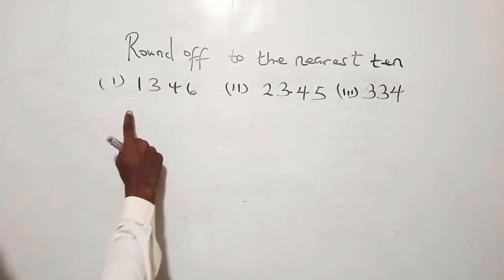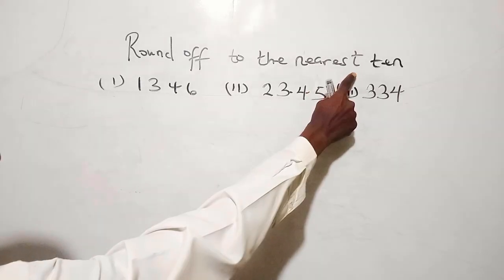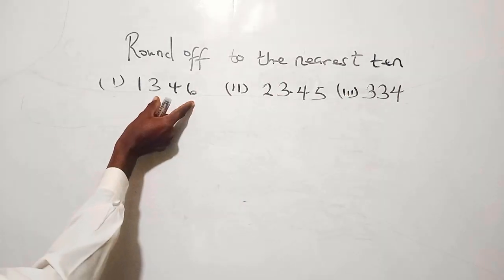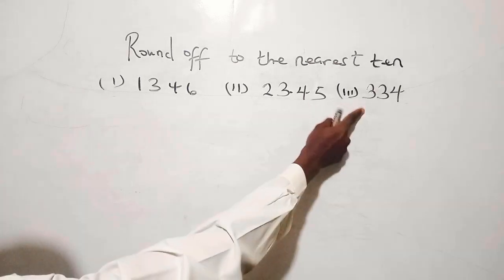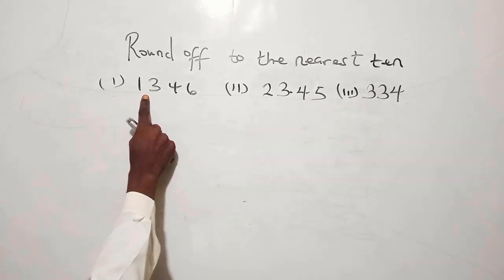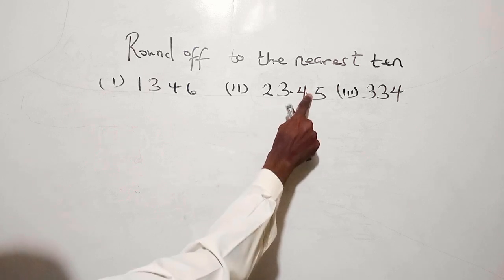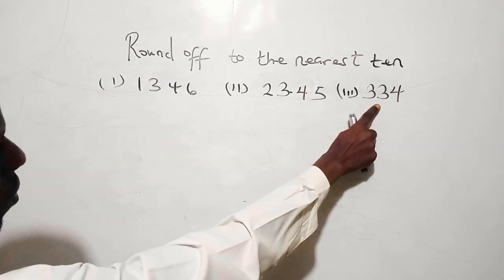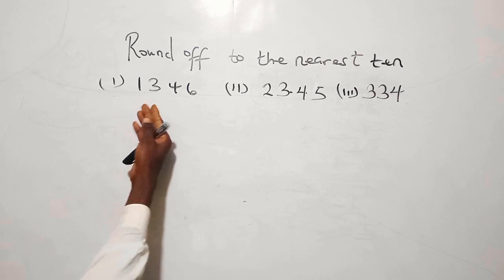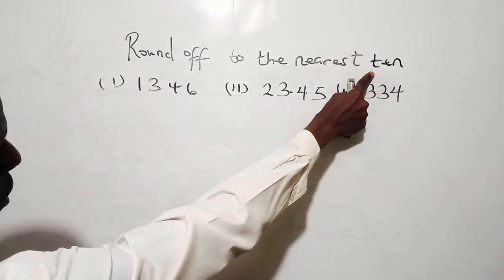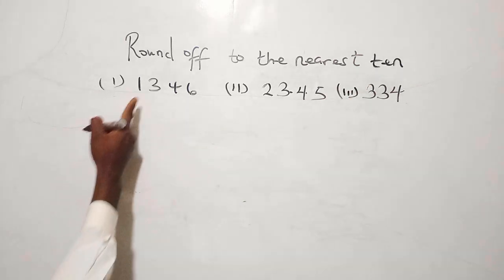How do we round off a set of numbers to the nearest 10, both whole numbers and decimal numbers? The first one we have is 1346, the second one we have is 23.45, and the last one we have is 334. So how do we round off these numbers to the nearest 10? So what do we do?